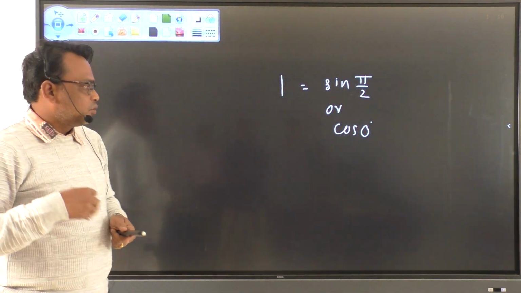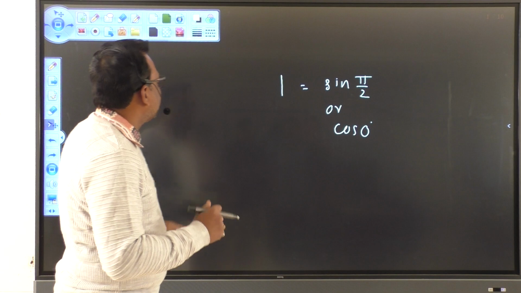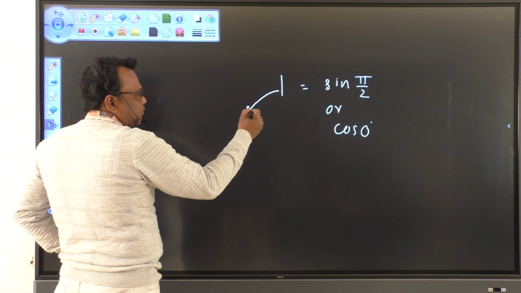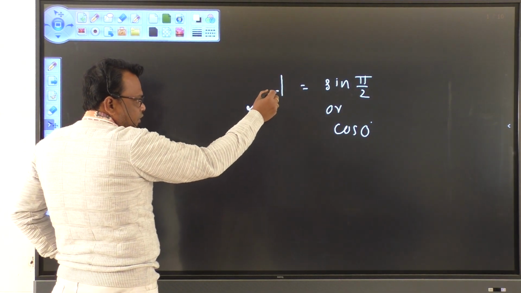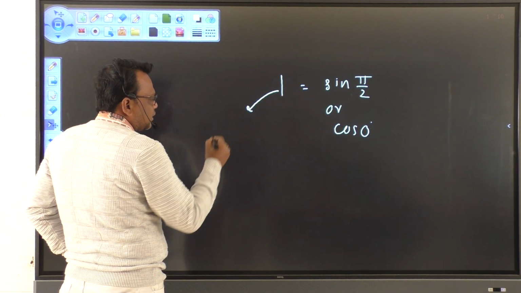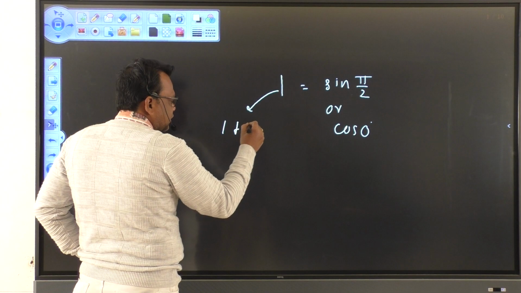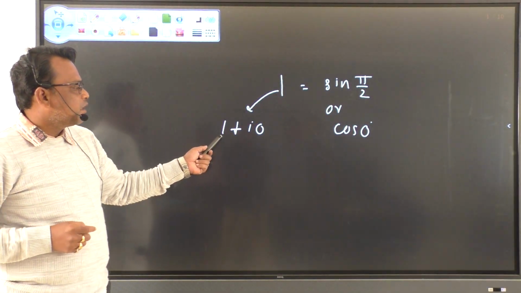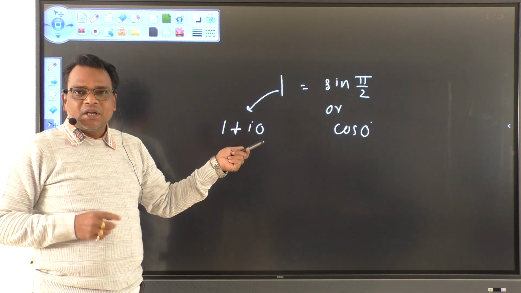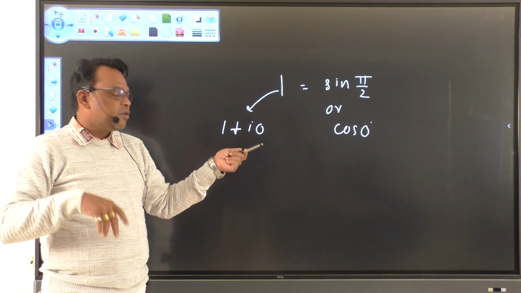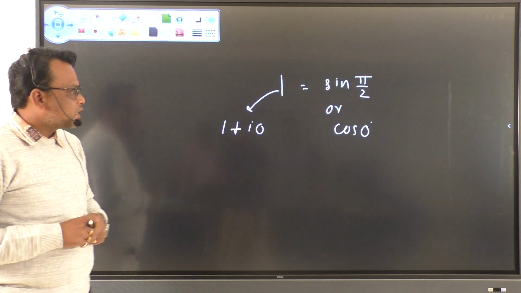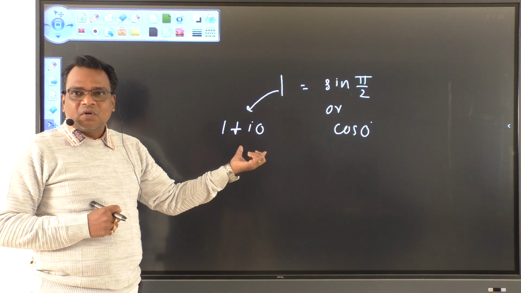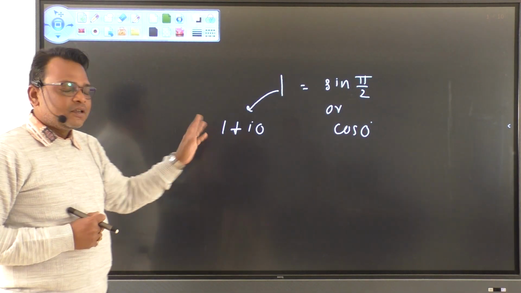Similarly, today we will write the trigonometric form of a complex number. Again, 1 is also a complex number. The complex form of this number 1 can be written as 1 plus i 0. Here 1 is the real part and 0 is the imaginary part. We have already discussed this in our previous session.